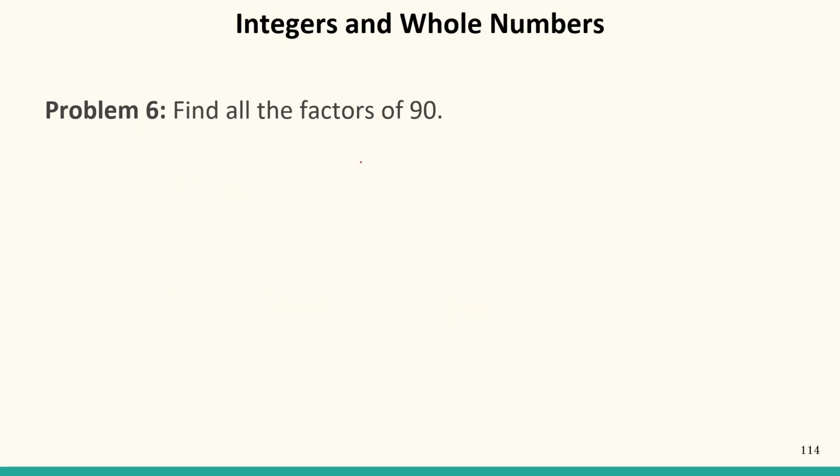Find all the factors of 90. Okay, so you have 90. Let's try to go forward from 1. 1 divides, right? 2 divides because it is an even number. And 3 divides because adding all the digits, we are left with 9, and 3 divides 9. So 3 is a factor. 4 is not a factor because 4 divides 80, and we have only 10 left from 90. Since 10 can't be divided by 4, we can say 4 is not a factor. 5, yes, because we have a 0 at the unit place.